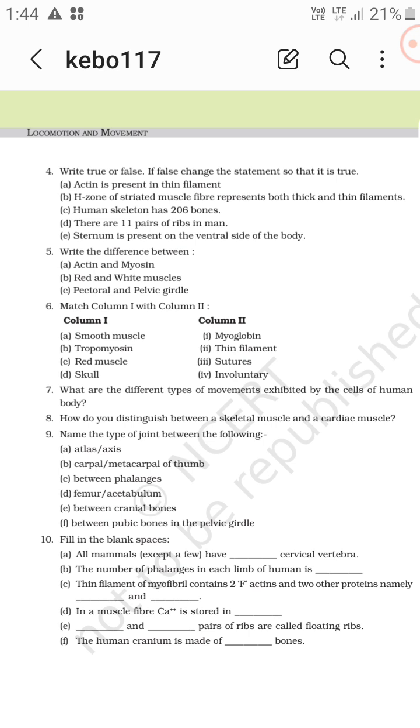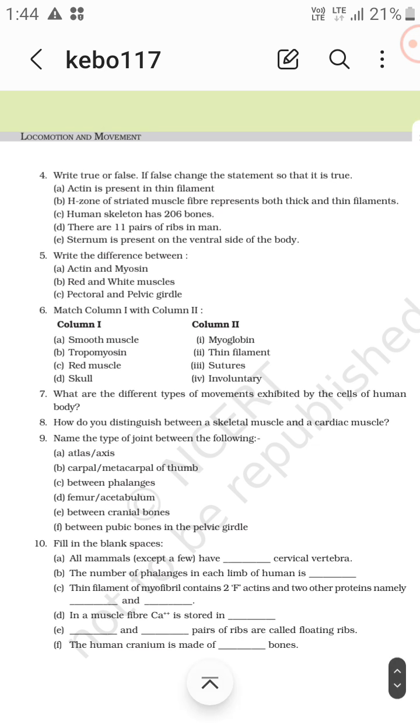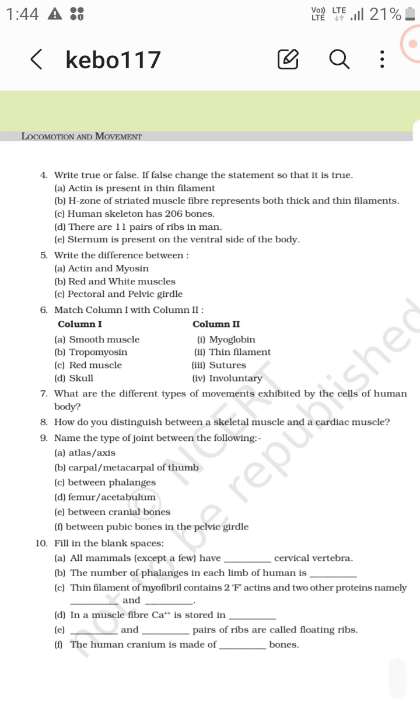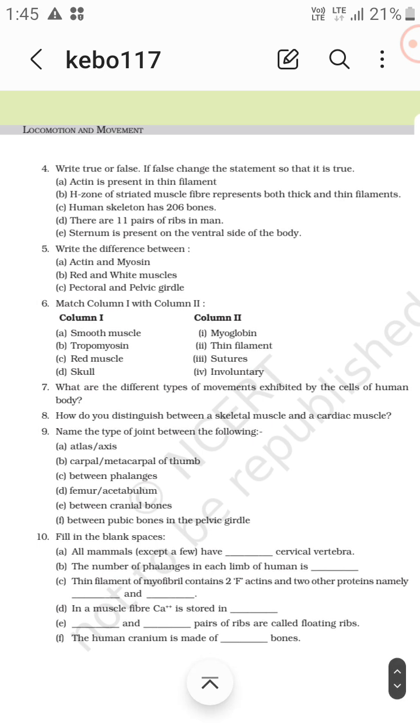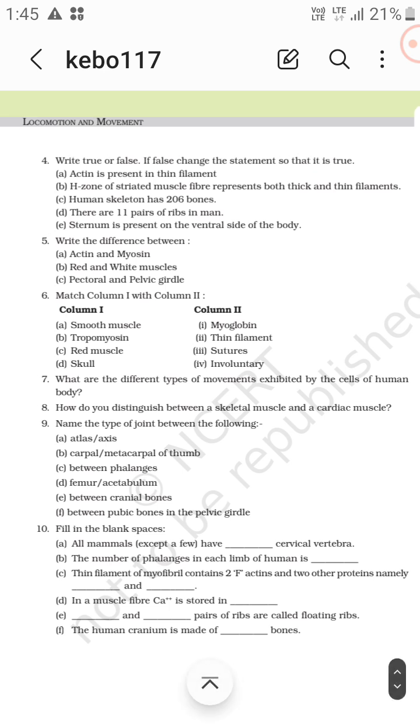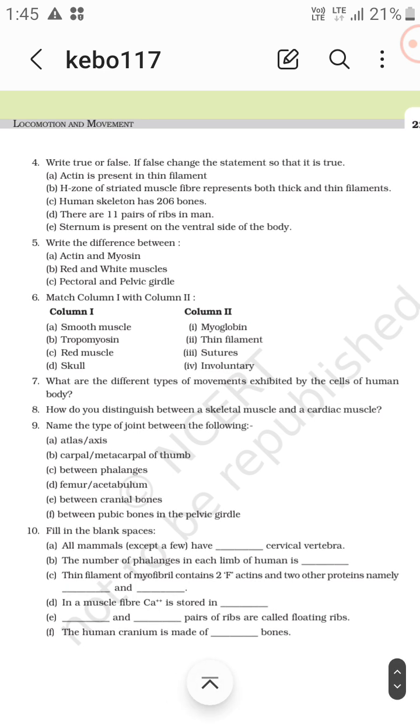A zone of striated muscle fiber represents both thick and thin filaments. So the A zone, no, it only represents the thick filament, right?